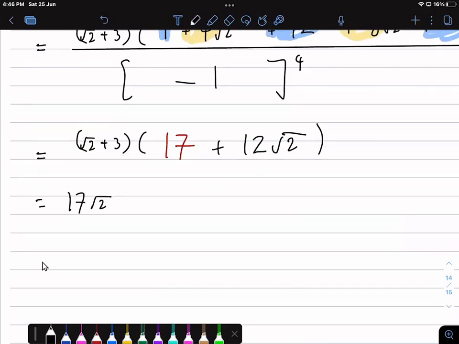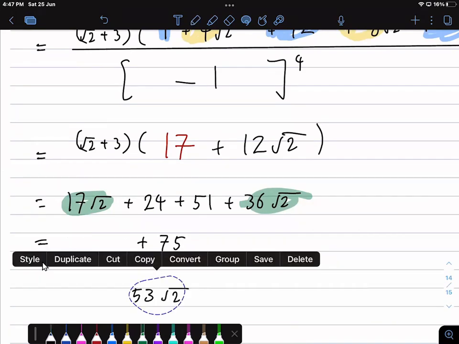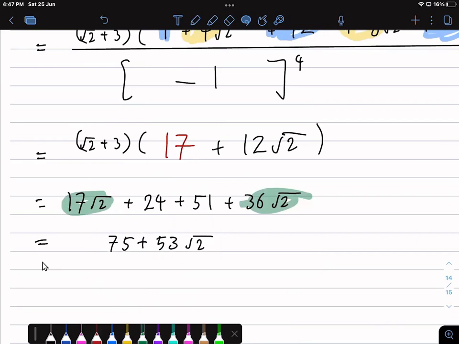Root 2 times 12 root 2 is 24. Then 3 times 17 is 51. 3 times 12 is 36. Don't forget the root 2. Okay, good. Then we can combine. What else we have? We got 17 root 2 plus 36 root 2. 36 plus 17 is 53 root 2. And then 24 plus 51 is 75. Okay, make it neater. Write the 75 in front and the plus 53 root 2 at the back. And then we are done.